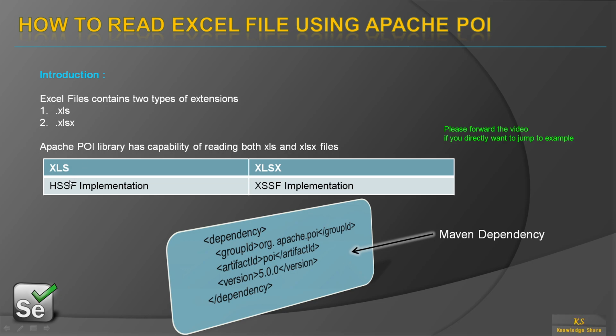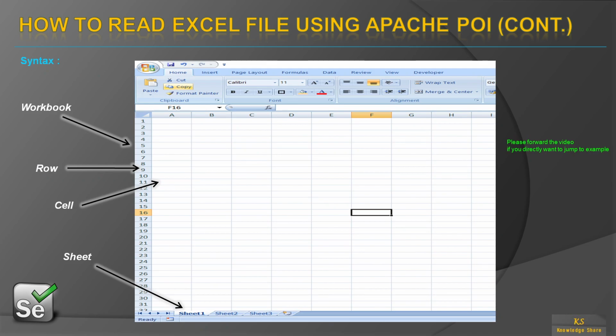For XLS, you have to implement HSSF, and for XLSX, you have to implement XSSF interfaces, and I'll be showing that in a while. The dependency that you will be using here is the Apache POI artifact ID, and the version you can choose any. And I'll go through that page as well where you can get the dependency information. And then you have to know a few things before you work with an Excel document.